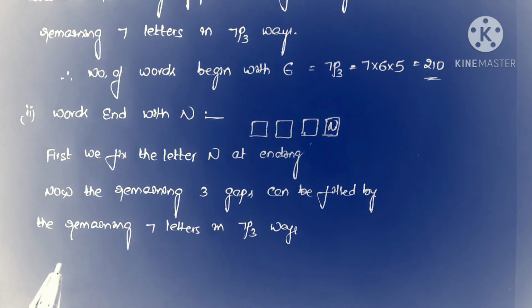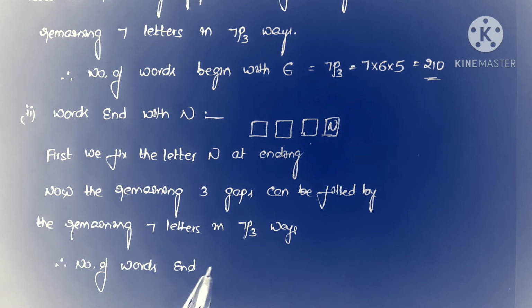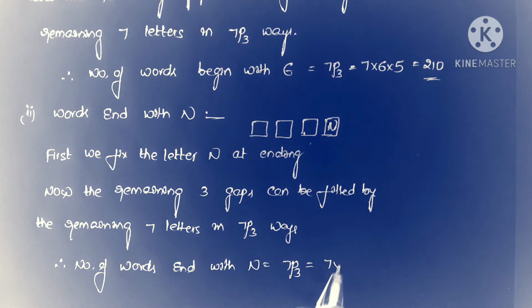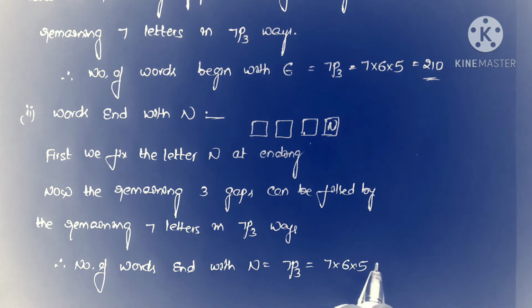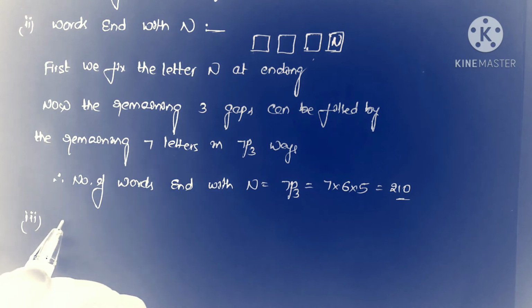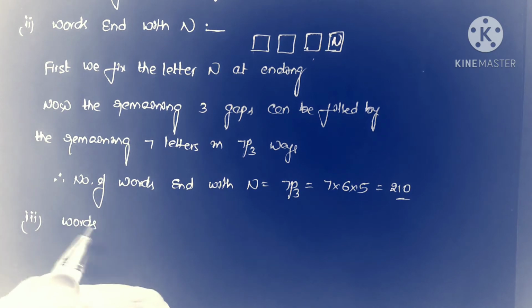Therefore, the number of words ending with N is equal to 7P3, that is 7 into 6 into 5 equals 210. Next, third question: words that begin with E and end with N.